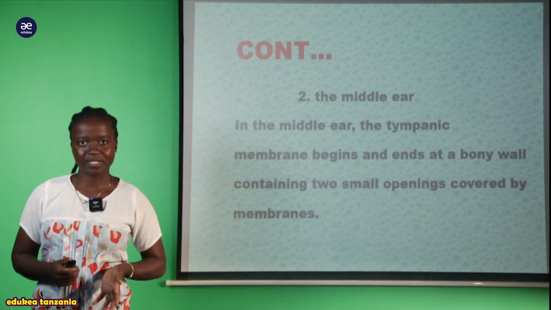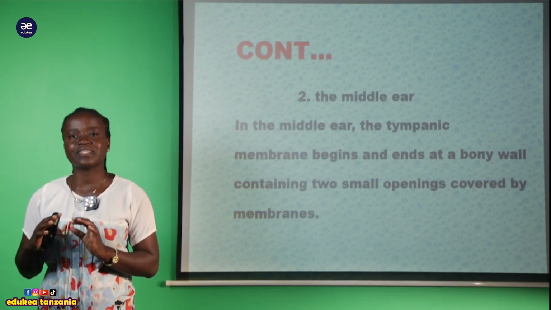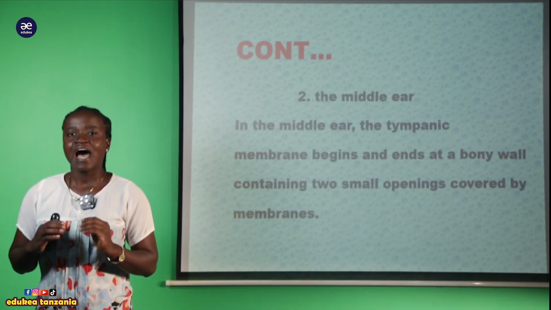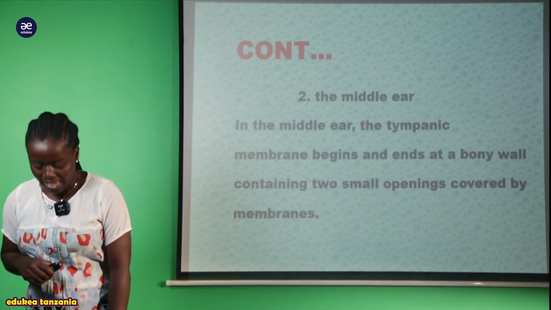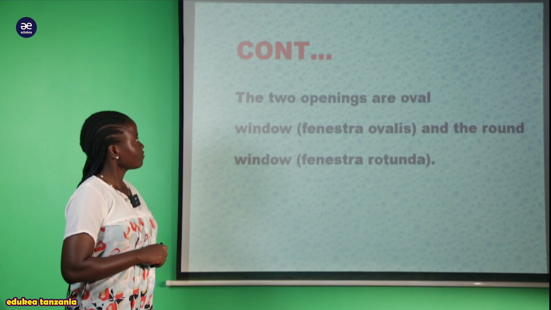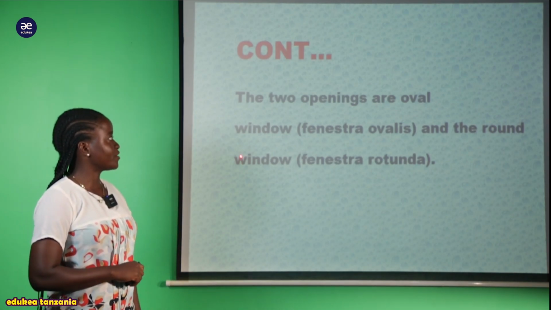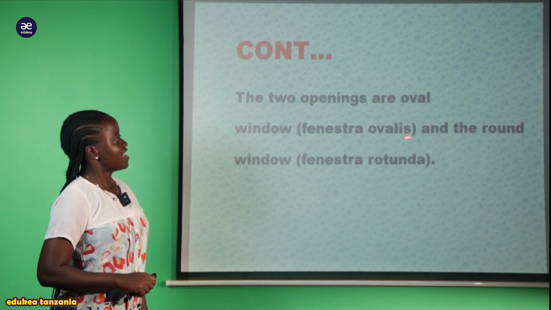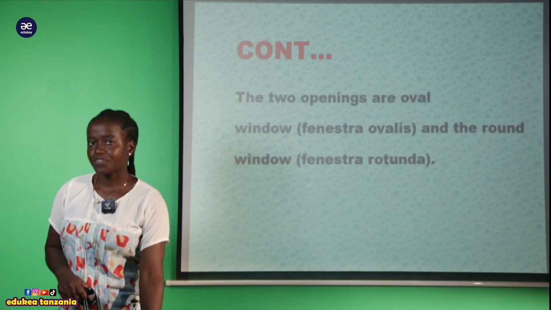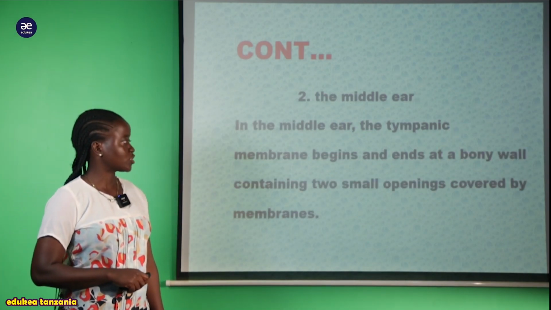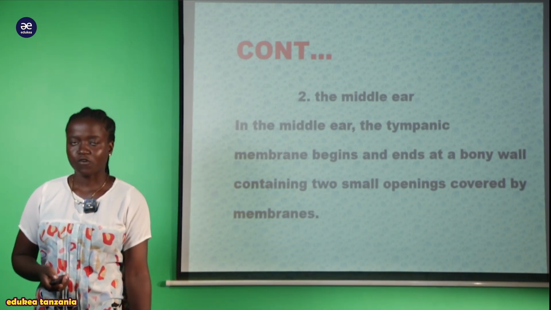covered by a membrane. Kwa mwishoni pale ndipo ambapo the bones which are found within the middle ear zimetokea pale. So now we can say that the 2 openings are the oval window, or we can call it fenestra ovalis, and the round window, that is fenestra rotunda. So within it we have seen 2 small openings covering the membrane of the middle ear.